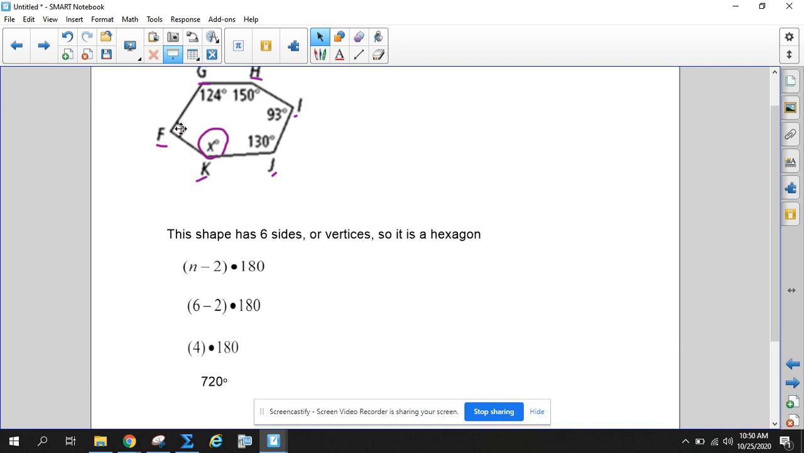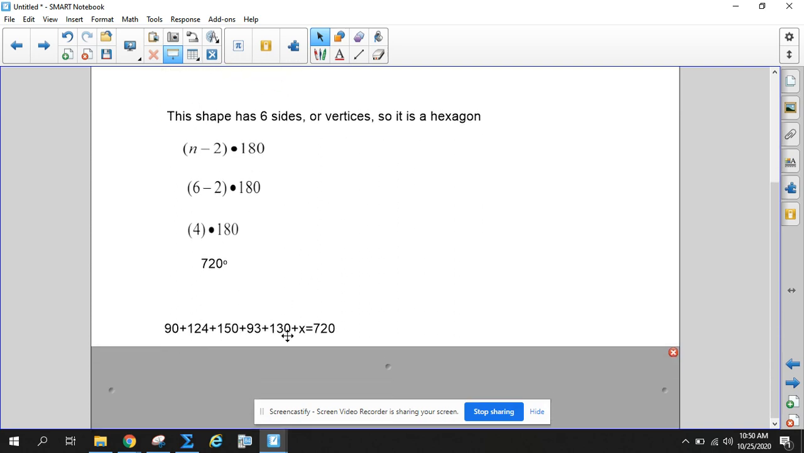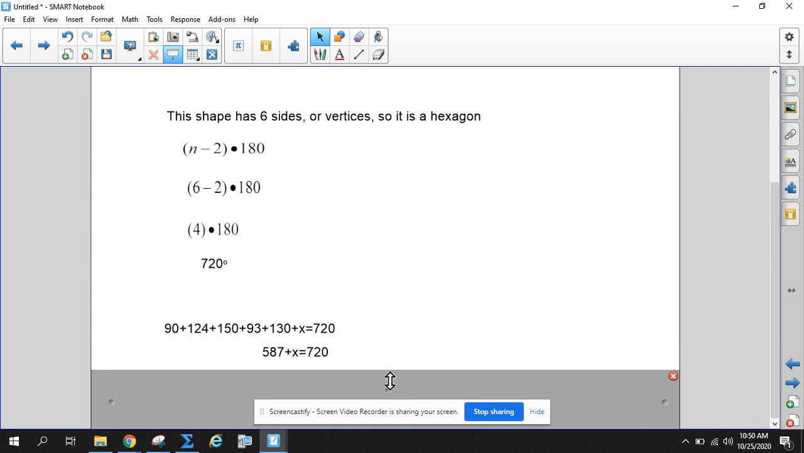So I'm going to take 90 plus 124 plus 150 plus 93 plus 130 plus x, and I'm going to add those all together and set them equal to 720, what I know the sum of the angles needs to be. My next step is I'm going to combine my like terms, adding together all the angles I know. So adding those together, I come up with 587. I used a calculator for that. 587 plus x, my one unknown angle, is equal to 720.